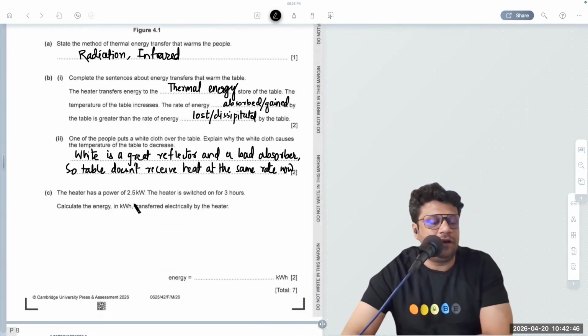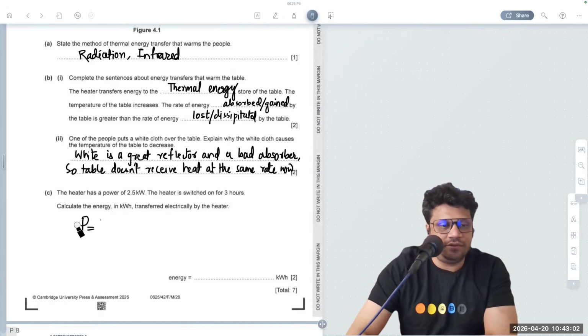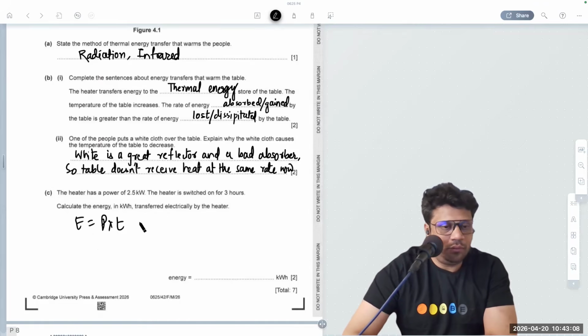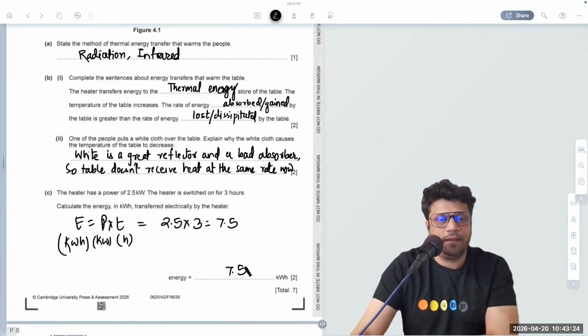The heater has a power of 2.5 kilowatts. The heater is switched on for 3 hours. Calculate the energy in kilowatt hours transferred electrically by the heater. So that's a power formula. Energy is power into time, where power is in kilowatts, time is in hours, and energy is in kilowatt hours. That's the formula you want to use. So 2.5 into 3, that's 7.5 kilowatt hours. Okay.